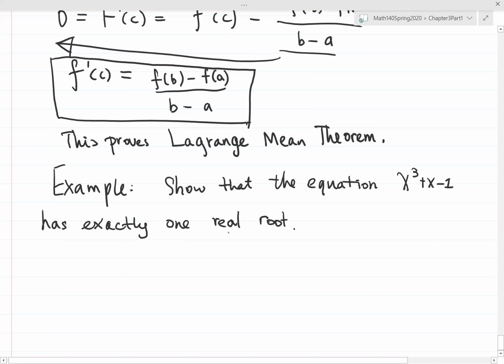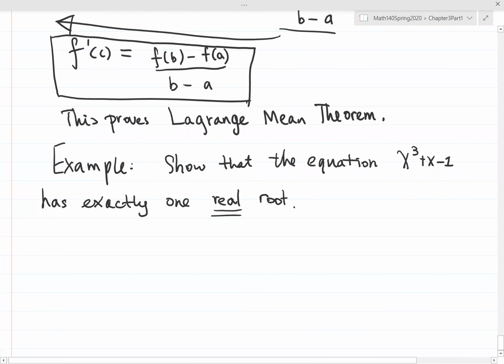Now here, pay attention to the word real root. The conclusion will be different if you study complex numbers. Now what we do is we use proof by contradiction.